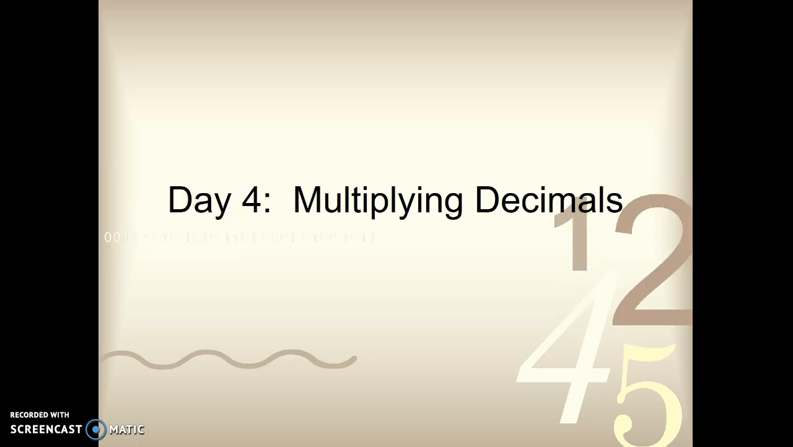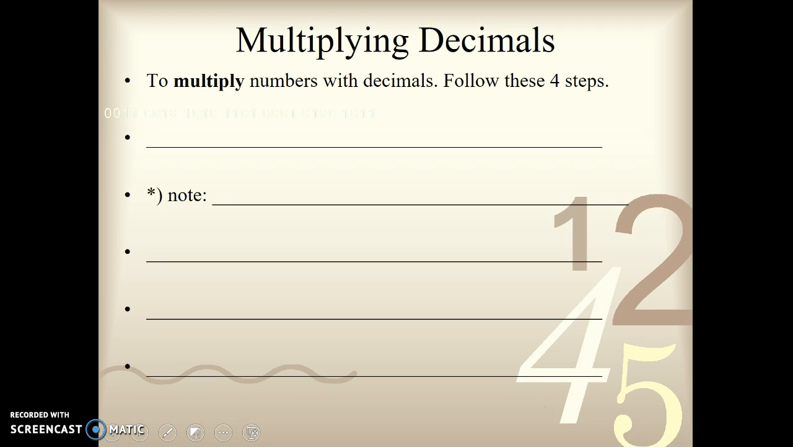Hey guys, you are on day 4 of decimals, multiplying decimals. So as always, as you start taking notes, make sure your notes look just like my PowerPoint. Okay, so remember the other day when I told you to take notes regarding multiplication and division of decimals on your addition and subtraction note-taking page?